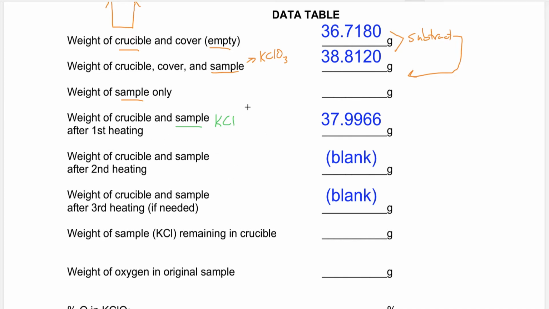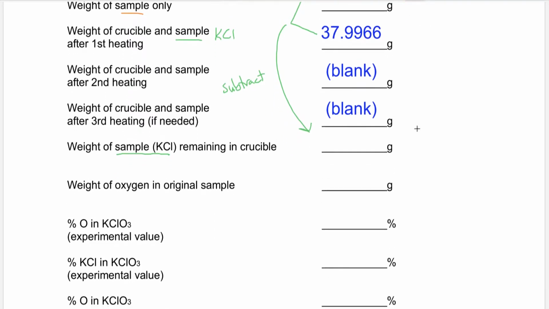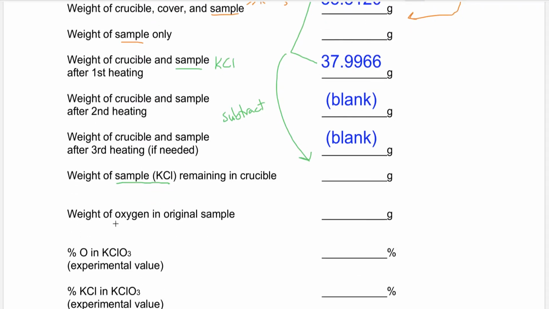So by the time we get to this first heating, we've driven off all of the oxygen in the form of oxygen gas. Now if I want to know the mass of the potassium chloride, I have to subtract these two values. We're almost there to start doing calculations. The last thing to know is the mass of the oxygen. This sample up here was the potassium chlorate with the oxygen. This is potassium chloride without the oxygen, so you subtract those two values to get the mass of the oxygen that's driven off during the reaction.